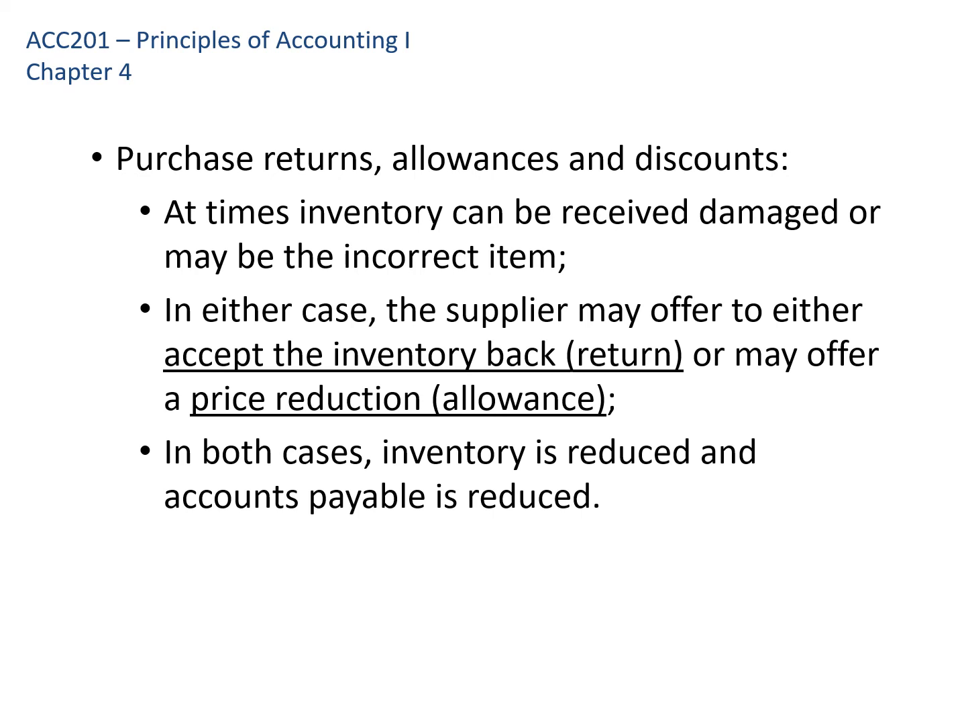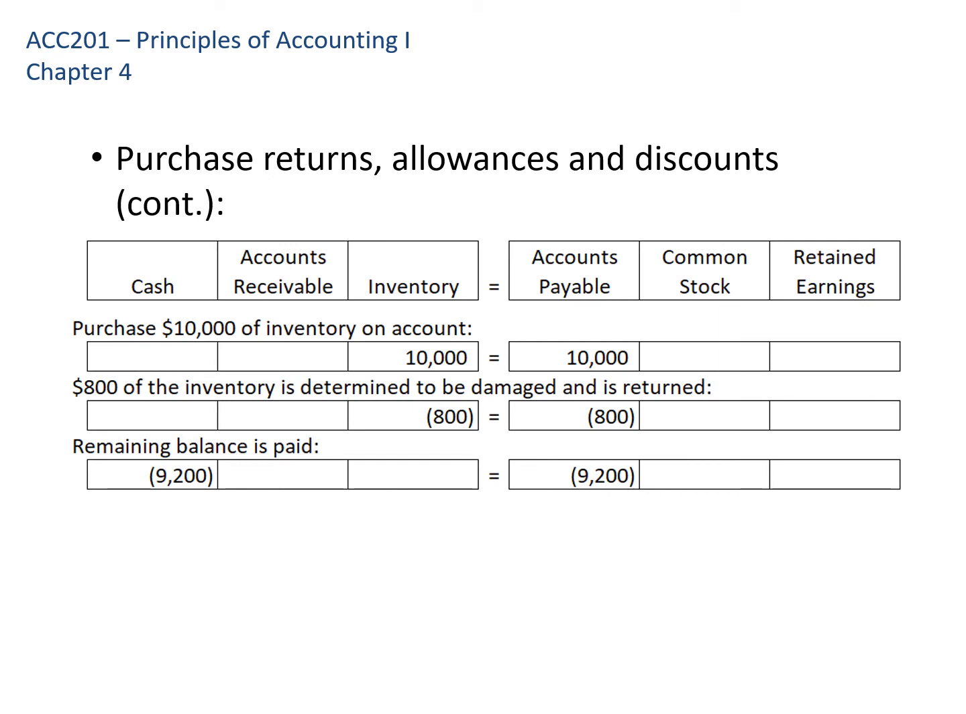Okay. So here we buy $10,000 worth of product. We owe the supplier $10,000. Next line, we see $800 of it is damaged. We return it. So we reduce our inventory by $800 because we took inventory off the shelf and sent it back. And we owe less money to the supplier. When we pay it, cash goes down by $9,200. Accounts payable goes down by $9,200.